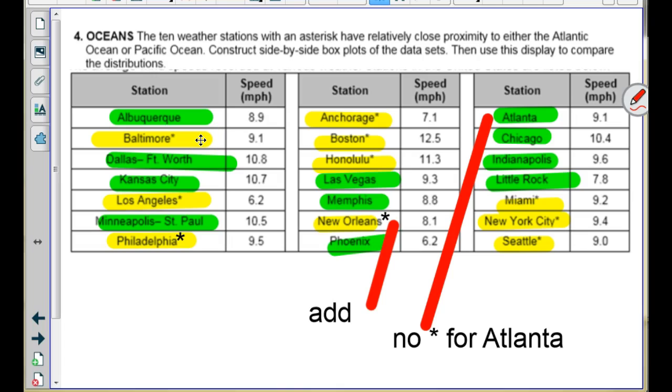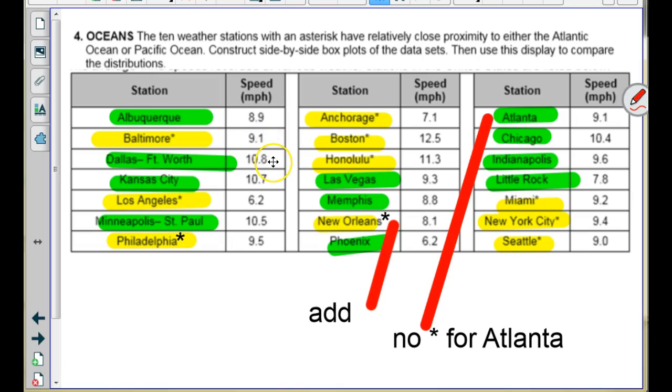Okay, so like list 1, we're going to put 9.1, 6.2, 9.5, 7.1, 12.5, 11.3, 8.1, 9.2, 9.4, and 9. Okay, then arrow over to list 2, make sure it doesn't have anything in it, and we're going to put the green ones, which are not near the water.